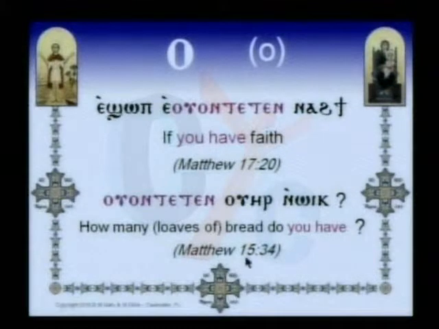Here in Matthew 15:34, Christ was talking to the multitude, and then he fed the multitude, he was asking his disciples, how many loaves of bread do you have? In Coptic, it is uon tetin, means you have. Uir here means how many. So you have how many oik, which is bread or loaves of bread. How many loaves of bread you have, or how much bread do you have? Uon tetin, uir, and oik.